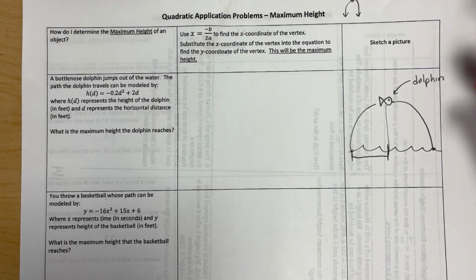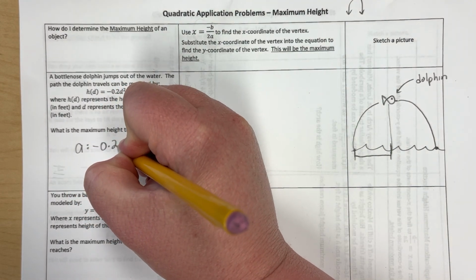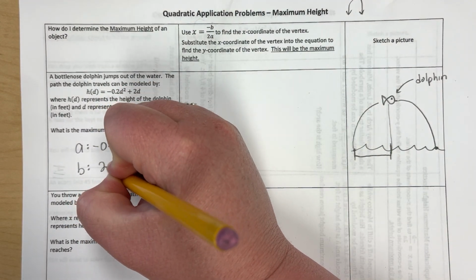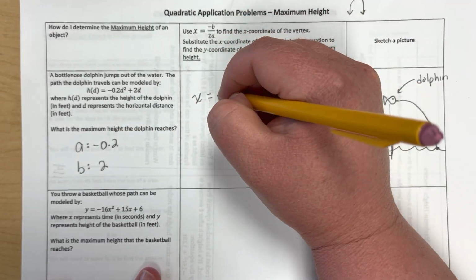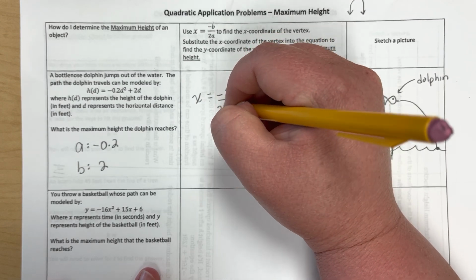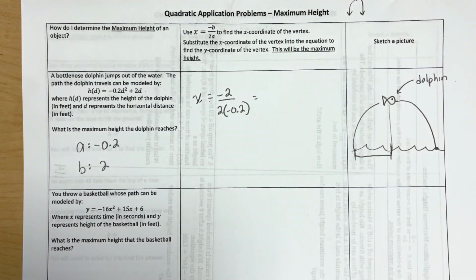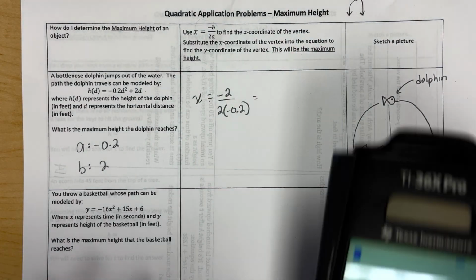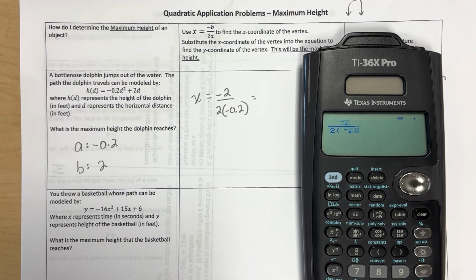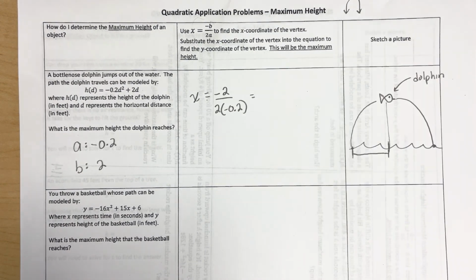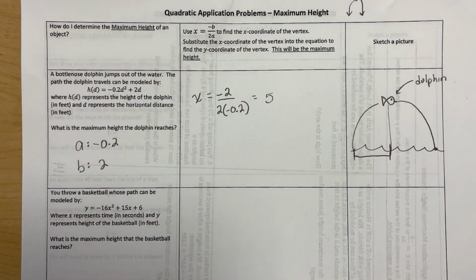So going back to our equation, we know that a is negative 0.2, and we know that b is 2. So if I plug that into my formula, I have x equals the opposite of b, which is negative 2, over 2 times negative 0.2. Well, let's figure out what that horizontal distance is. So negative 2 over 2 times negative 0.2 is 5. So that means that the dolphin has traveled a distance of 5 feet when it reaches its maximum height.